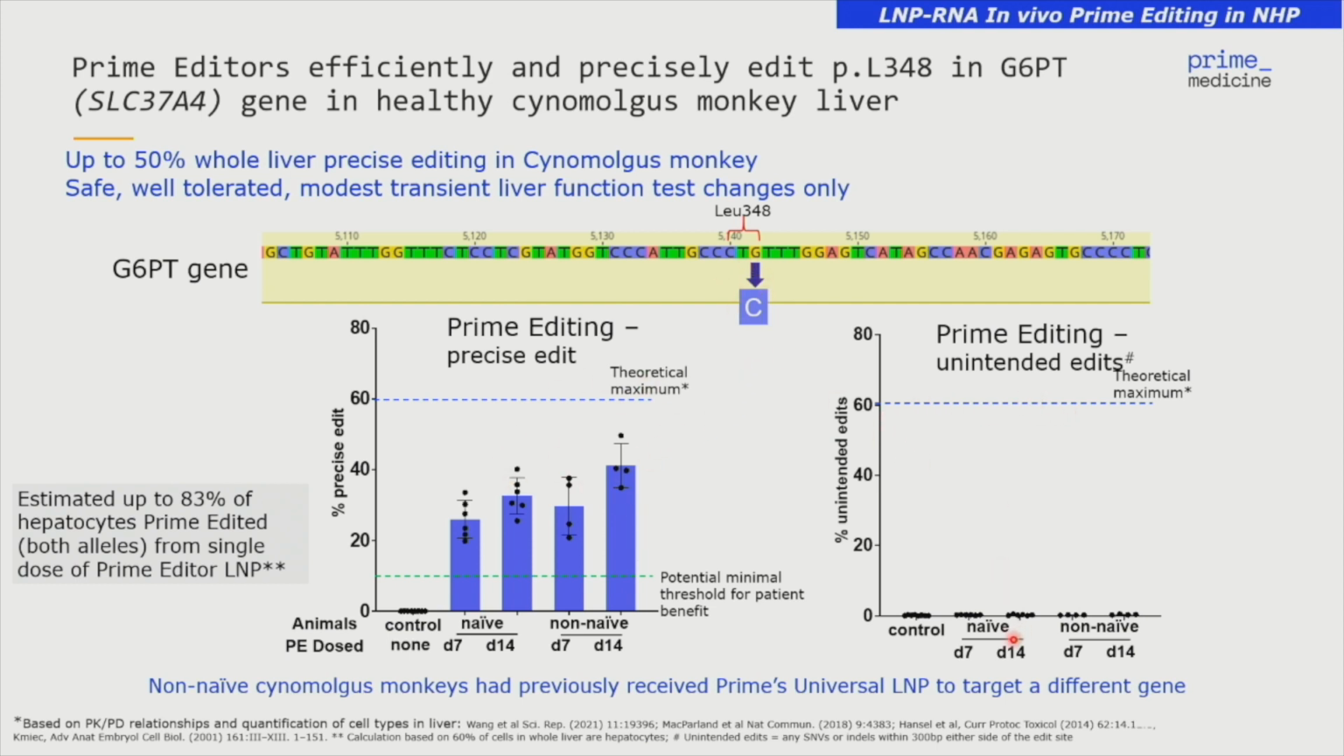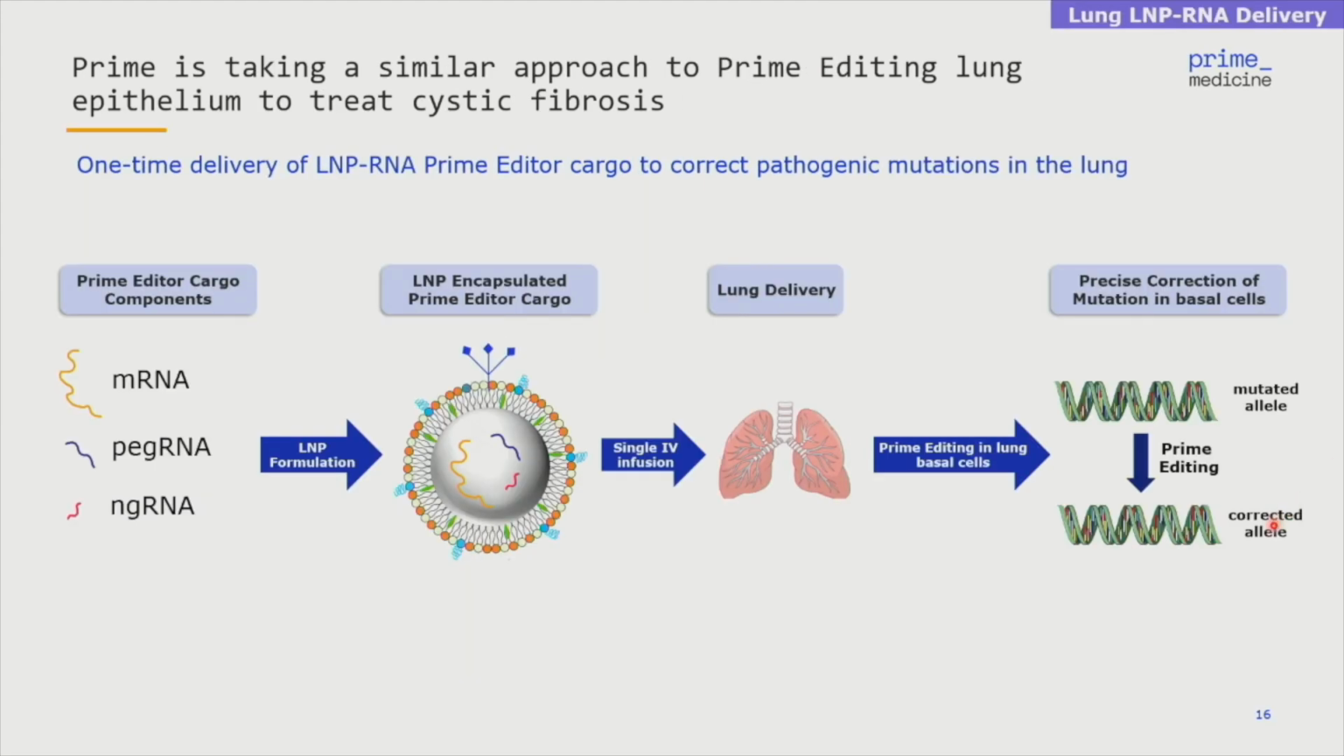On the right, what you're seeing is unintended edits. Around 300 bases of the edit site, we don't find a single unintended edit here. So very, very precise technology. It's working in primates in the liver. So I think the question for us is, can we do the same in the lung? Is the same concept going to work in the lung?